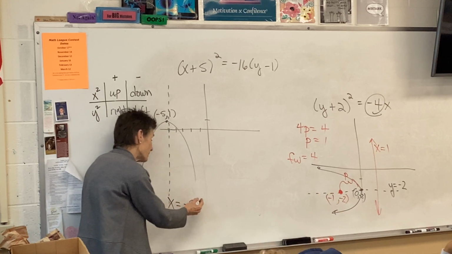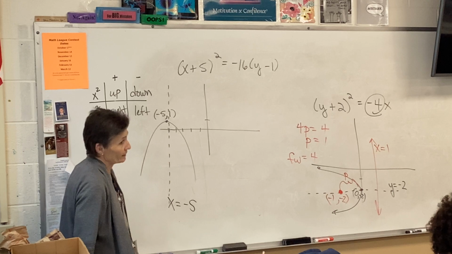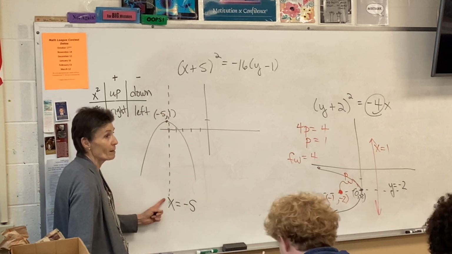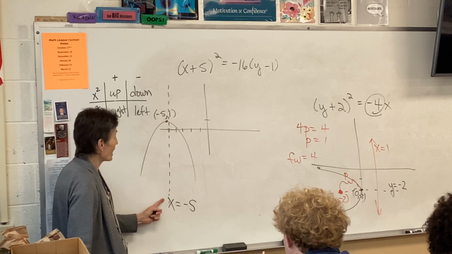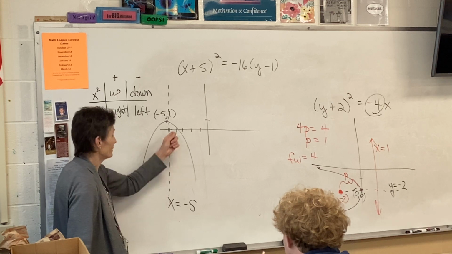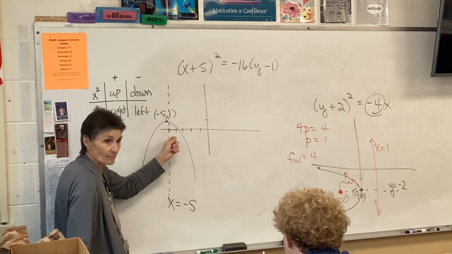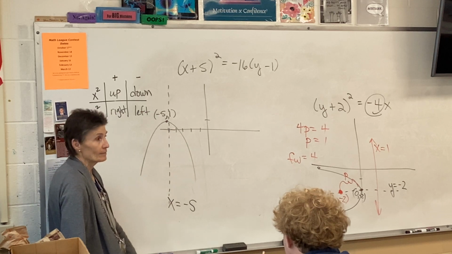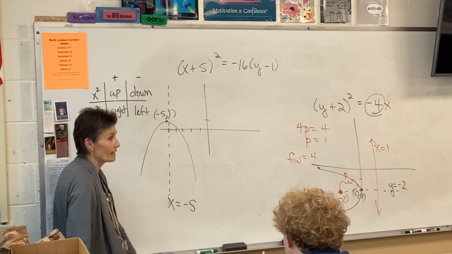Now again, you should not be struggling with that. Draw it on your paper. Which axis does it cross? X. Where does it cross it? At -5. That's your equation. X equals -5.